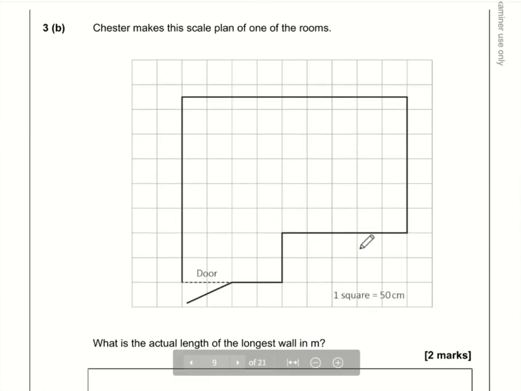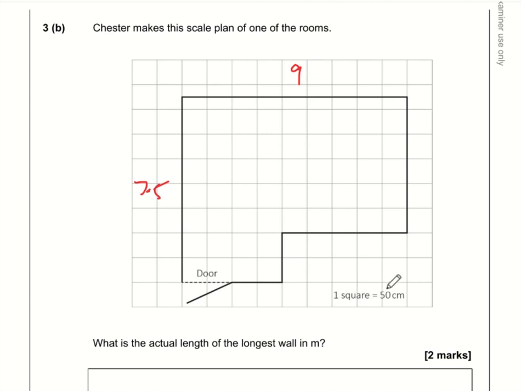Chester makes this scale plan of one of the rooms. What is the actual length of the longest wall? Okay, well, I think this is the longest wall here. Let's just double check. This one here is 1, 2, 3, 4, 5, 6, 7.5. And along the top, we've got 1, 2, 3, 4, 5, 6, 7, 8, 9.